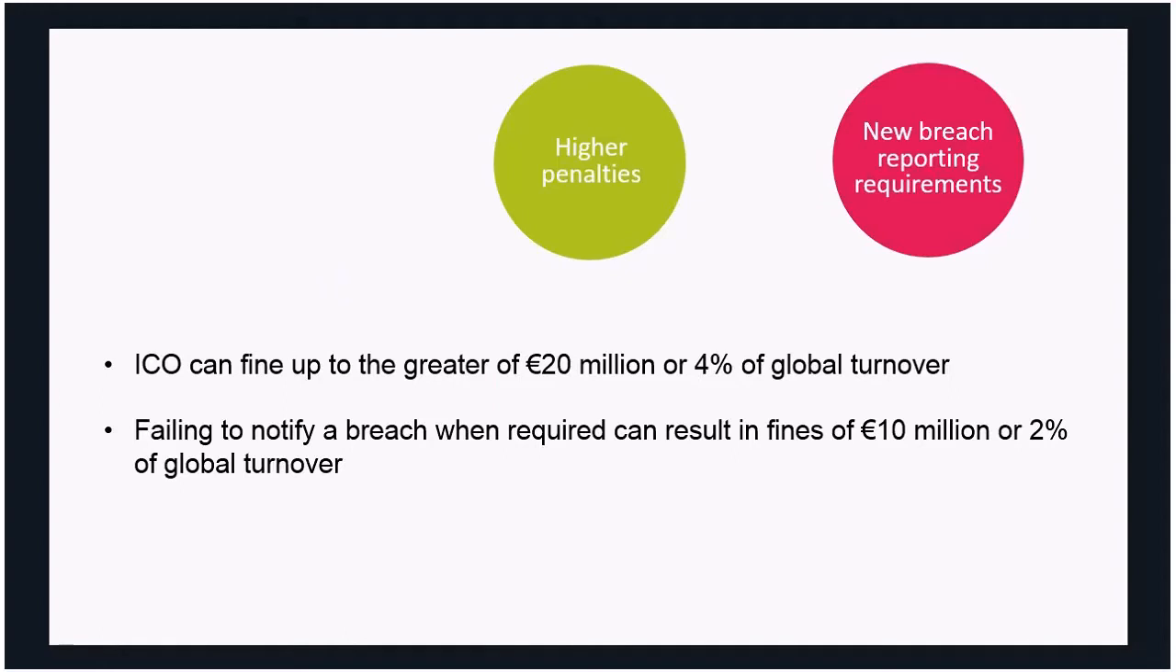Now, even if the ICO disagrees with your actions, the fact you have thought about it and documented the same should be held in your favour. Failure to notify a breach when required can result in fines of 10 million euro or 2% of the global turnover. And if you're aware of a data breach, you've got 72 hours in which to report it. Now, that's not a lot. If a data breach should occur over a bank holiday weekend, and you discover it, you really don't have that much time to react. 72 hours is pretty quick.